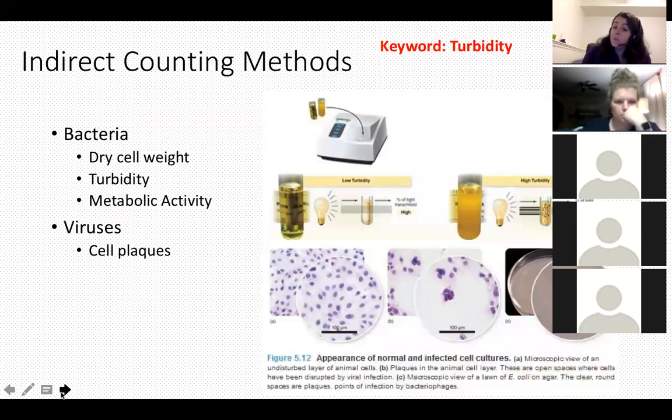So if we want to try and figure out how many viruses we have, we can do what are called cell plaques. We add our virus to some type of cell culture, and then we look and see what happens to that cell culture. So we added a virus here, and it killed a whole bunch of our cells. And so using those cell plaques, the area of clear space can tell us how many viruses we had, can give us an idea of whether we had a lot or not very much. This is the only method that we're going to talk about for counting viruses, these cell plaques.